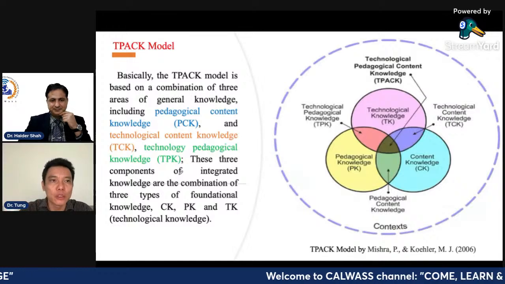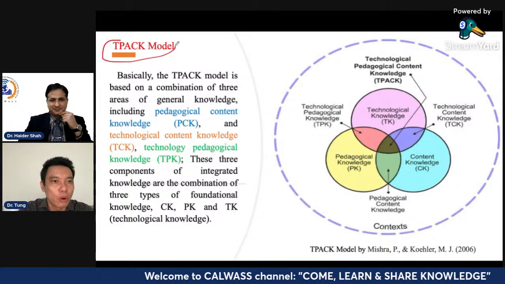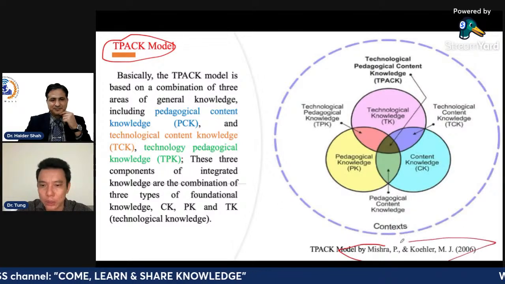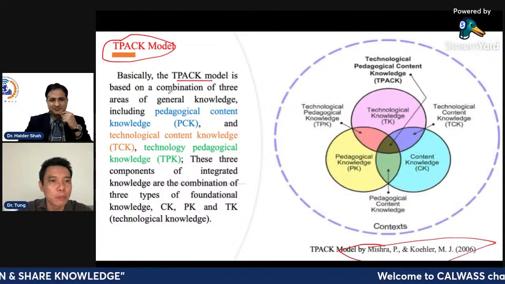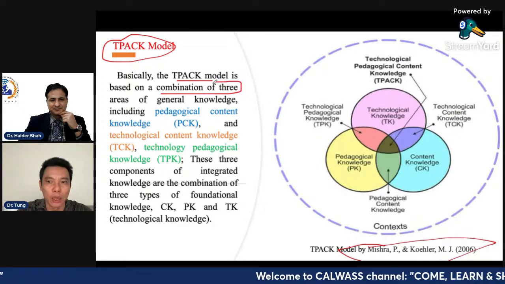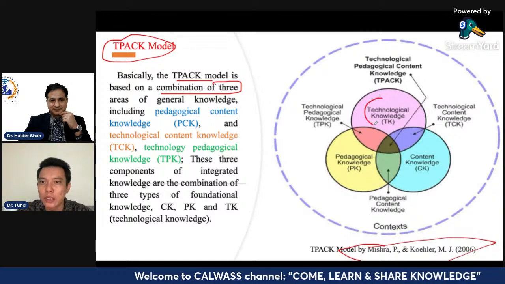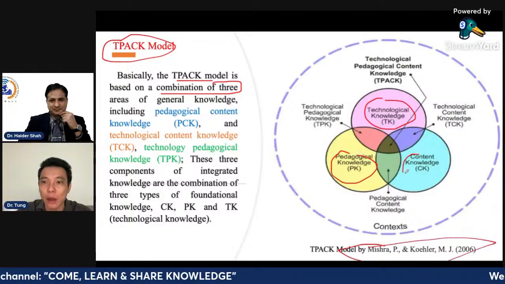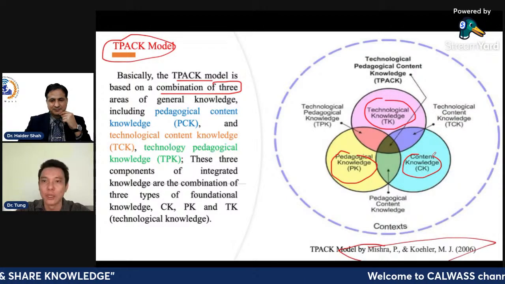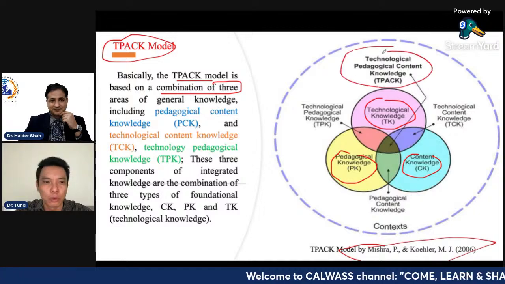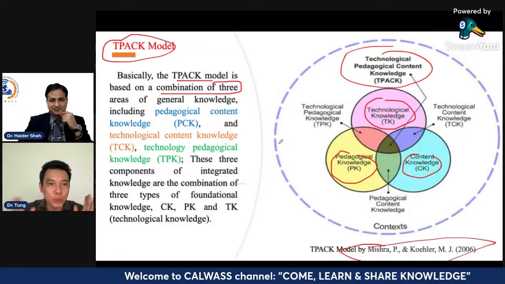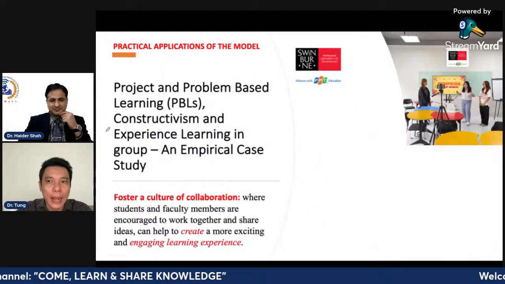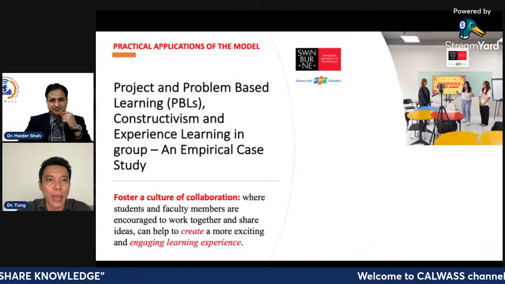Now I would like to go to another model. It's called the TPACK model. What does TPACK model mean? The TPACK model by Shulman and Koehler is based on the combination of 3 areas. Number 1 is technological knowledge. Number 2 is pedagogical knowledge. And number 3 is content knowledge. You can combine them together to become the TPACK model. So these are the 3 components of integrated knowledge together.